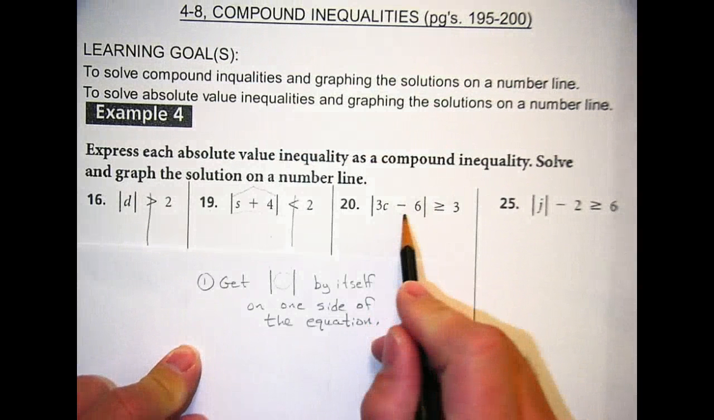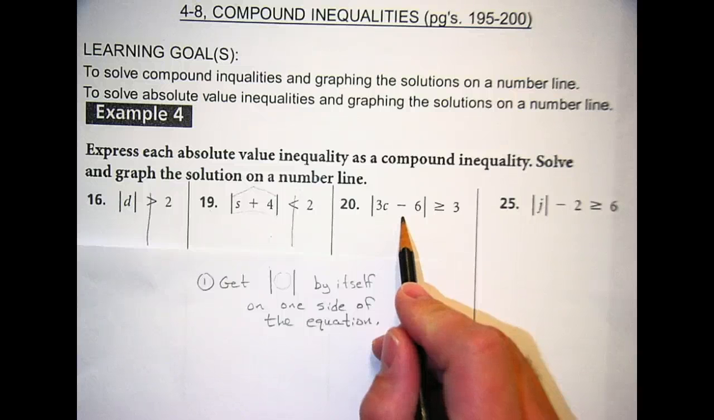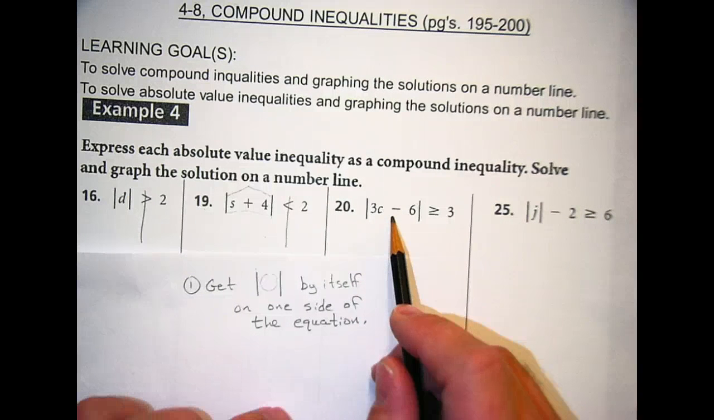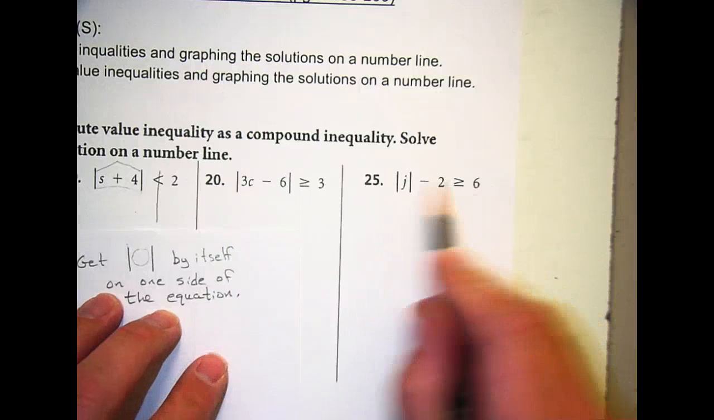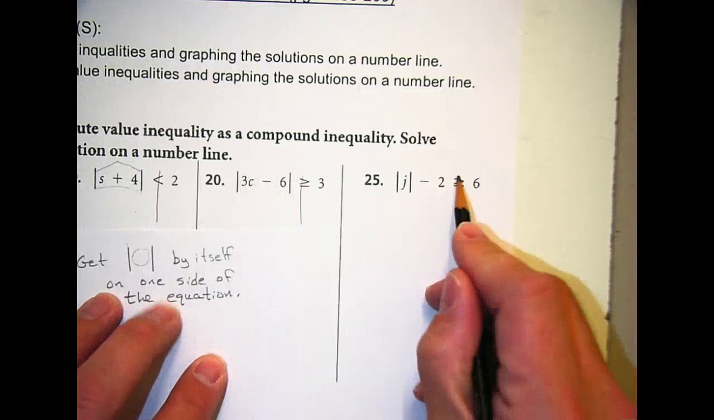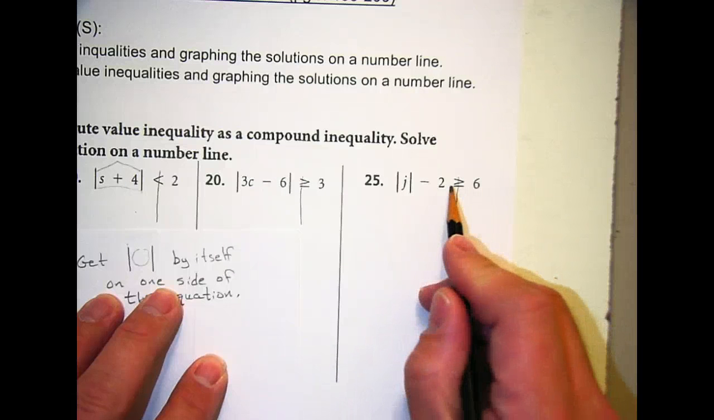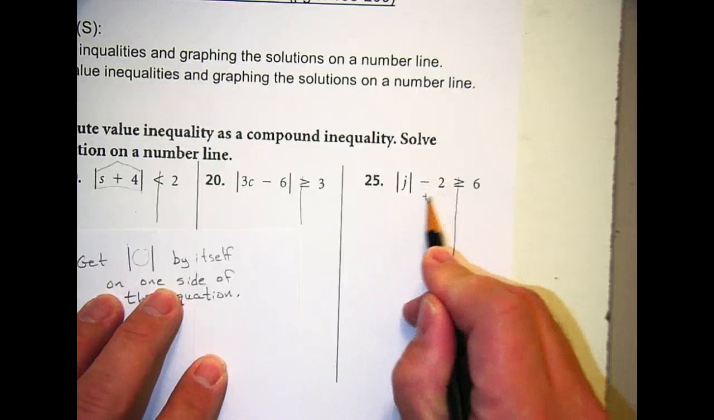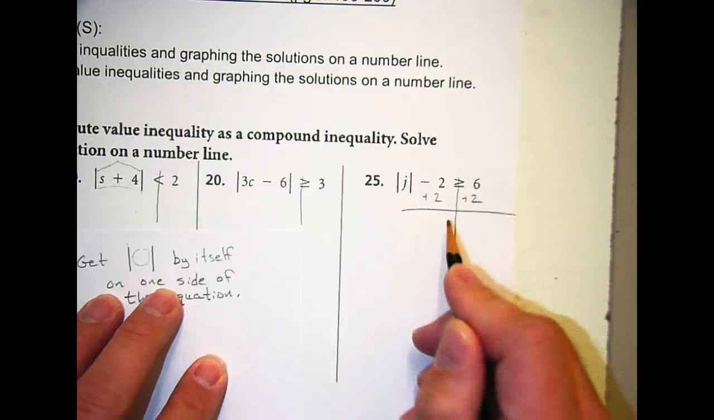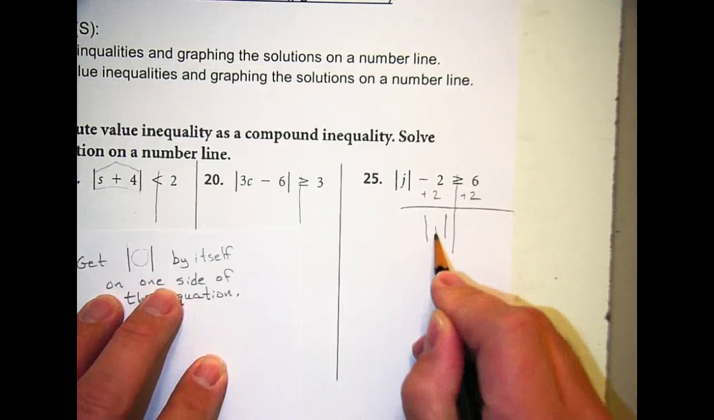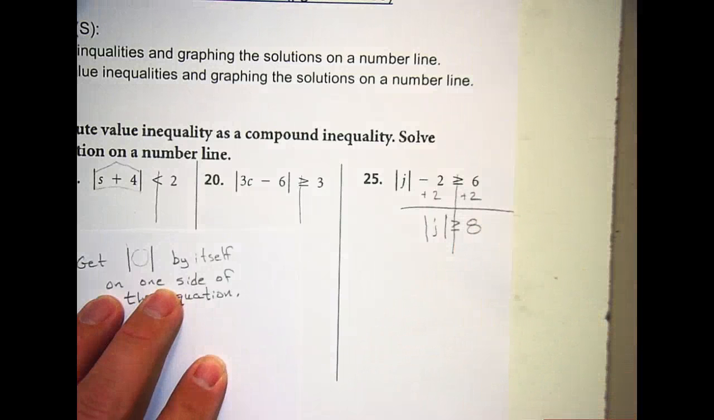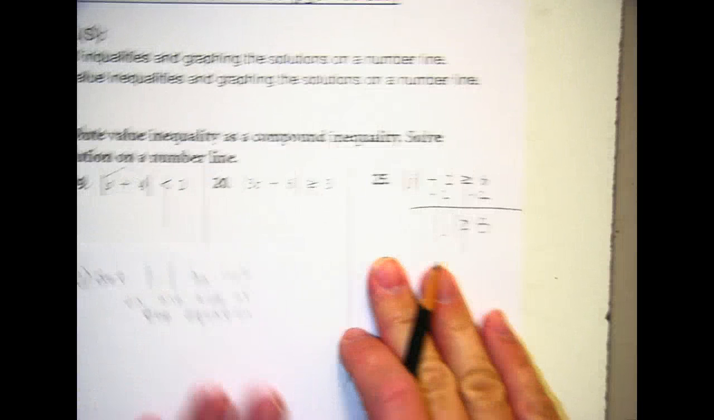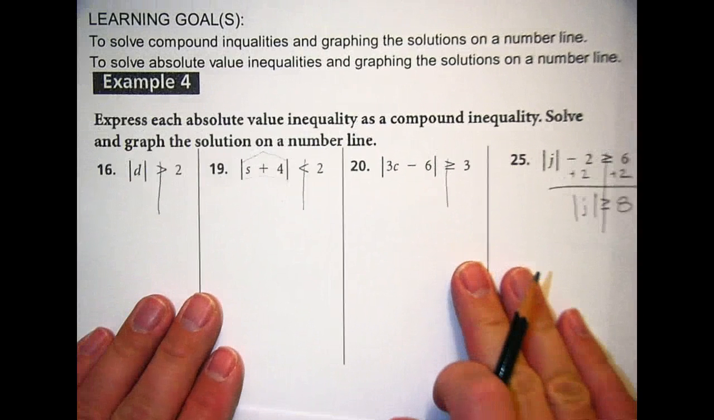Okay, how are we here? Good? Not good? What do you guys think? How about here? Good or not good? Not good, okay? This one, it doesn't matter what's in the house, but here we have something outside, right? So we've got to move that 2 over. We have to add 2 to both sides. Now we have the absolute value of j is greater than or equal to 8. So now we're good there. You have to clean up the yard, or clean up the outside.